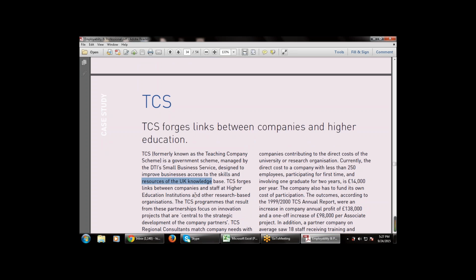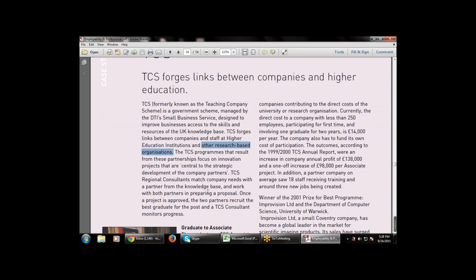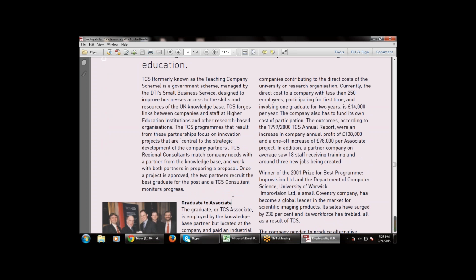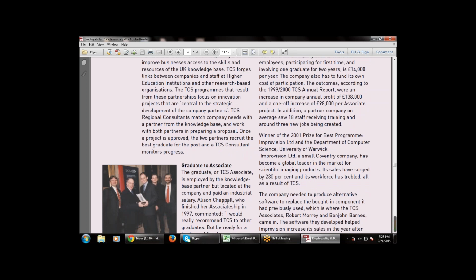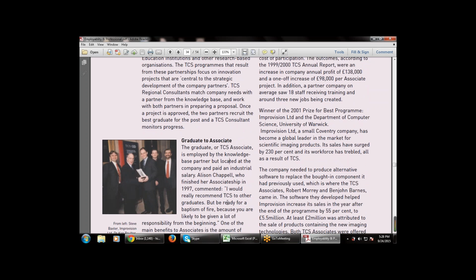TCS also forges a link between companies and the staff at higher education institutions and other research-based organizations. TCS also maintains a partnership with graduates, who are called TCS associates. The graduate or TCS associate is employed by the knowledge-based partner but located at the company and paid an institutional or industrial salary.